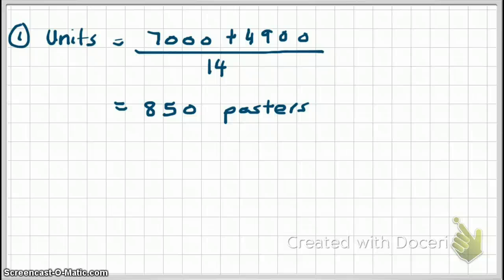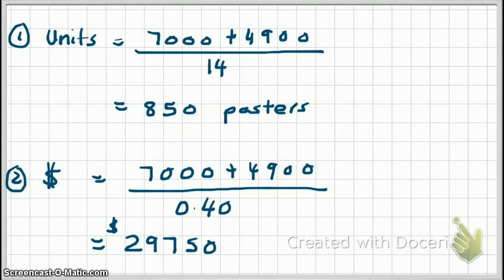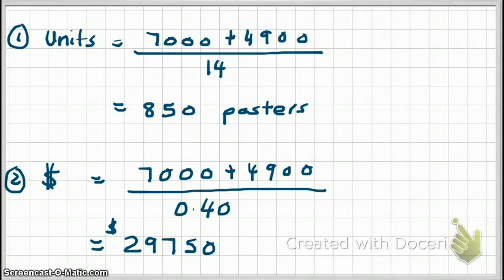Let's use the second formula. This time we're going to calculate sales in dollars. Again, 7,000 is our fixed costs. We want an operating income of 4,900, and since we're calculating sales in dollars, we're going to divide it by the contribution margin ratio, which is 0.4. And that will give you $29,750.